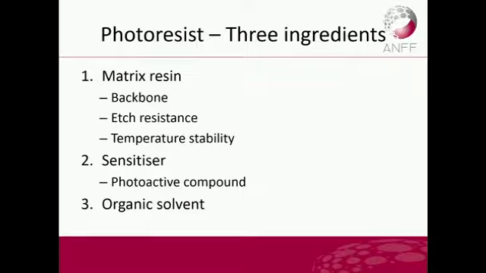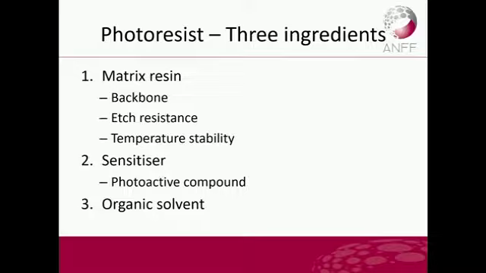Now let's look at what makes photoresist. I can say probably 90% of photoresists have two or three of these ingredients. To make a photoresist, first of all, you need a matrix resin, which is a polymer backbone that needs to have certain etch resistance required by the industry or your process. You need to have certain temperature stability, so it will be able to survive your deposition or etching processes. And that's the matrix resin.